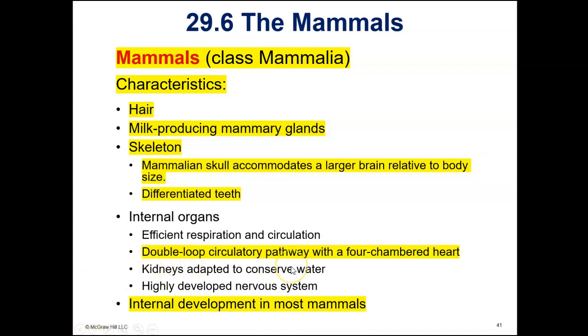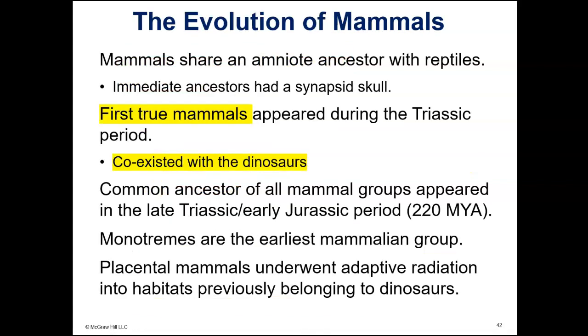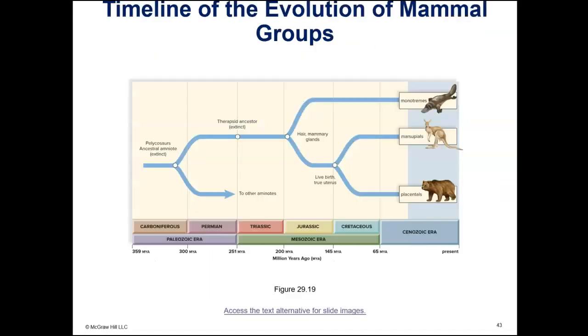Mammals do have a double loop circulatory pathway, this time with a complete 4-chambered heart. There is no divider between the ventricle. It is 2 separate ventricles. And most mammals have not only internal fertilization, but internal development. The first true mammals did coexist with the dinosaurs.